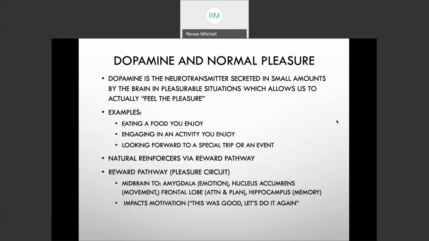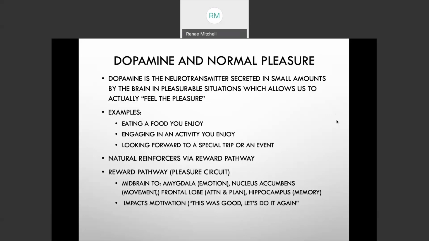It's released to the frontal lobe where our attention and planning and decision making is located. So from there, we decide, hey, that was great. I will have some more of that. And dopamine is also released to the hippocampus, our area of the brain associated with memory, so that we remember, oh, I felt good that one time that I rode my bike down the beach pathway. Maybe I'll go do that again.